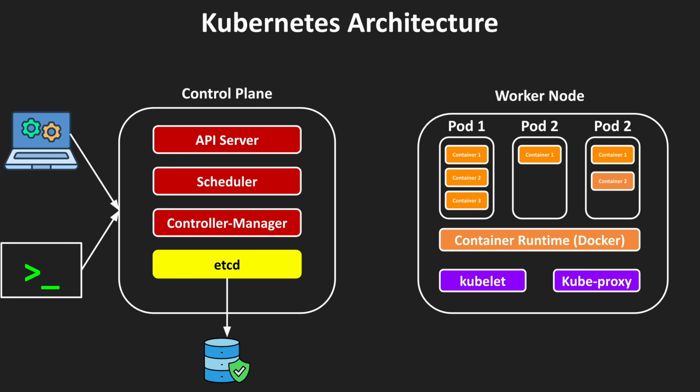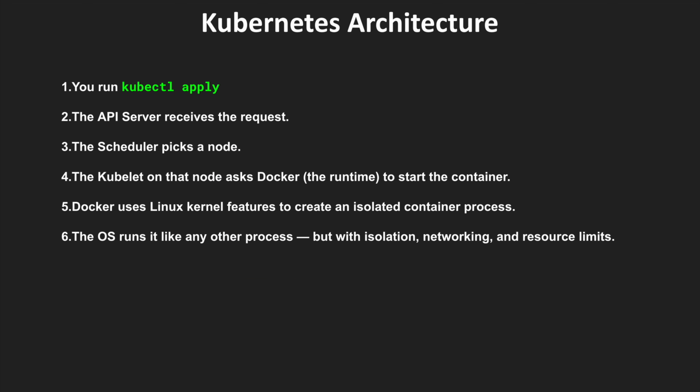And another part is etcd, which is basically the database for Kubernetes. It's where Kubernetes stores all the cluster state. So to sum up, let's revisit one more time what exactly happens step by step when we are running a kubectl command. Let's say we are running the kubectl apply command again.